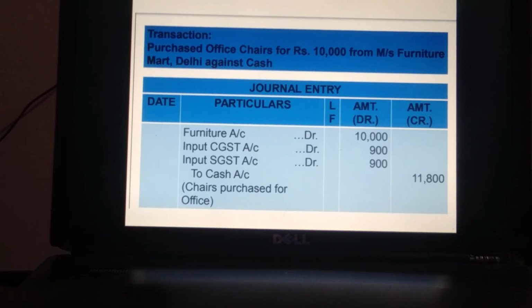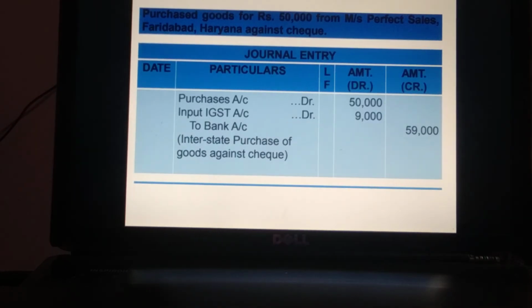Next transaction. Purchase goods for 50,000 from Messrs. Perfect Sales, Faridabad, Haryana, against cheque. So it is an interstate purchase, outside the state. So at the time of purchase from outside the state, the government charges IGST, integrated goods and services tax. So here purchase account debit 50,000 and now 18% of 50,000, input IGST will be charged, that is 9,000, to bank 59,000. So this is the case of interstate purchase.